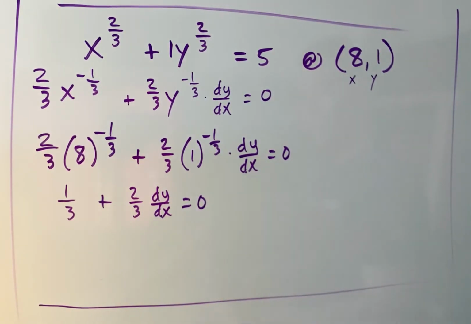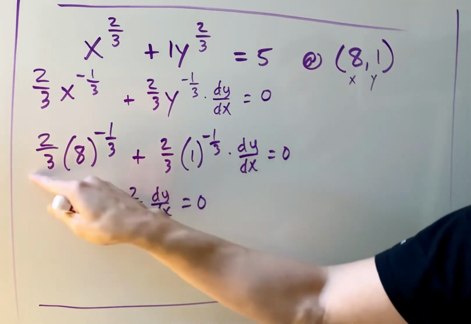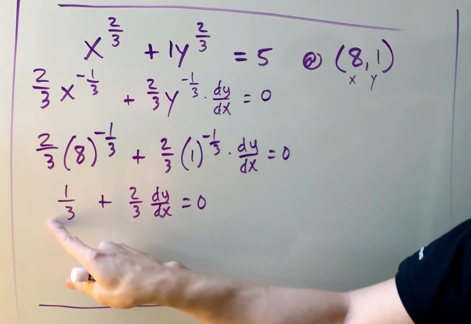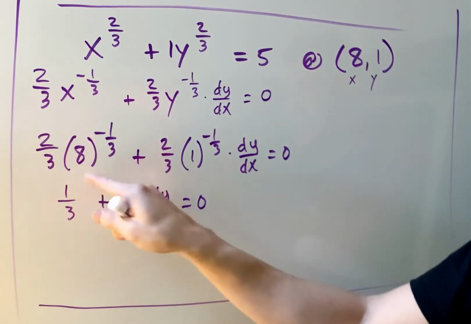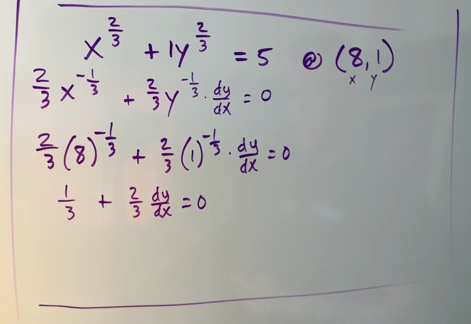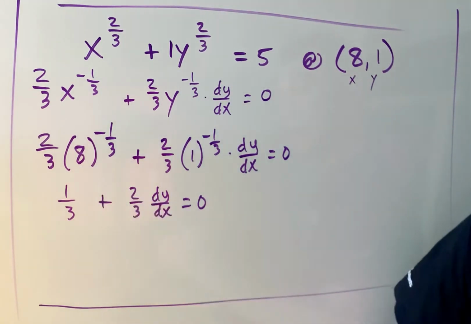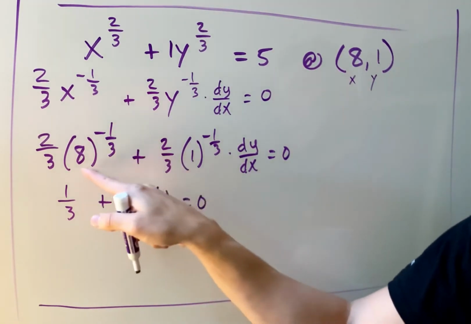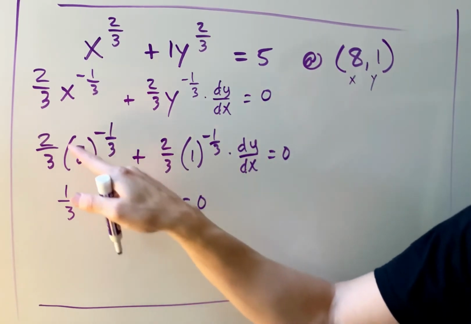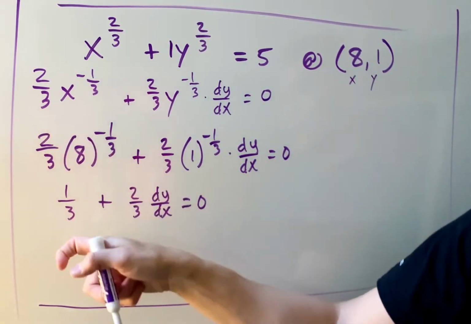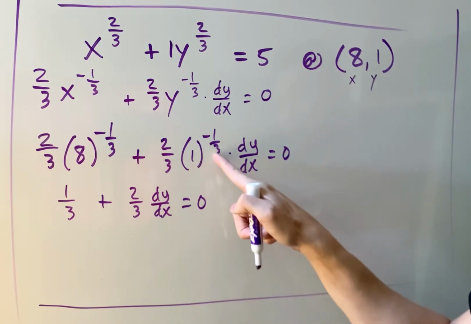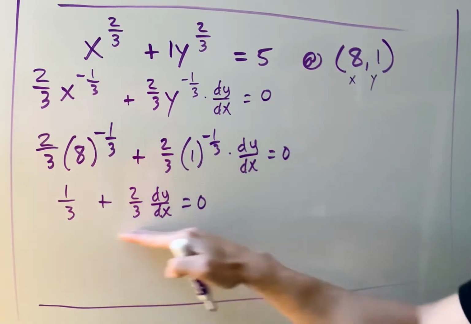So let's see. You can type this into a calculator if you want. It should be this. Can you do this by hand? Yeah, but I think it's okay. I'm pretty sure your teacher will be okay if you just type this into your calculators. The cube root of 8 is 2, but its negative would be 1/2. 1/2 times 2/3, the 2 cancels, it's just 1/3. And then 1 to that is just 1. 1 times that is that. So this is what you should get.